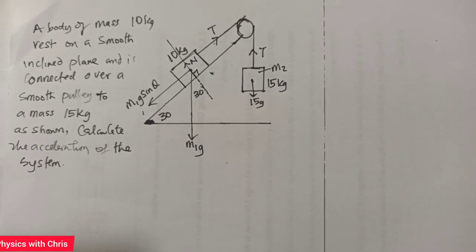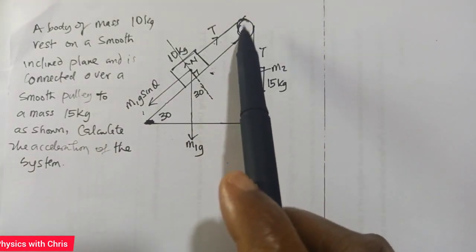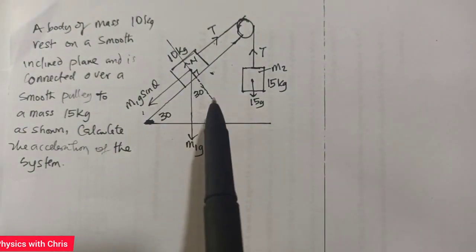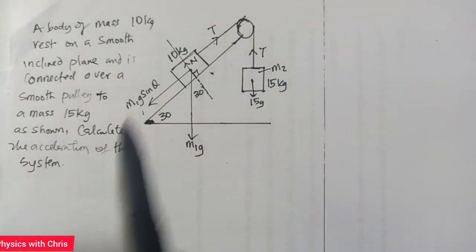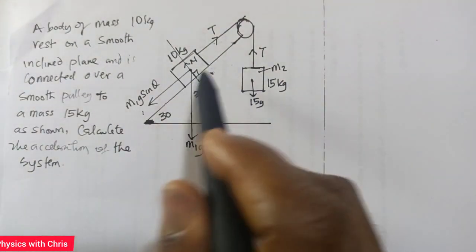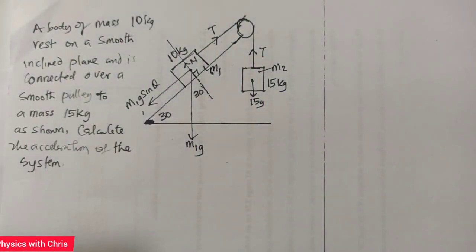Okay, here's another interesting question. We have a system of masses, two of them connected together by means of a string that is made to pass over this smooth pulley. The tension in the string is the same as this that is opposing this, and the one that pulls this, let's call this block M1, along this direction. Okay, you can see the analysis.